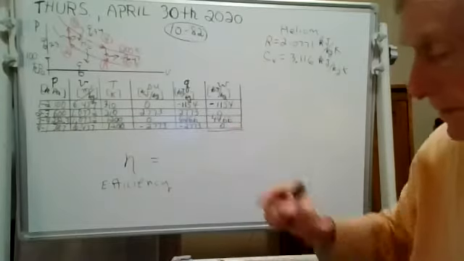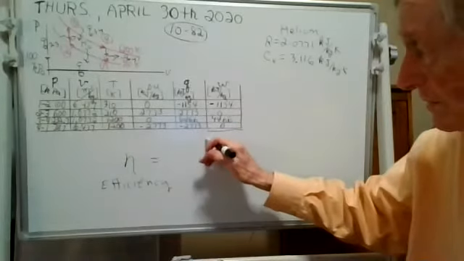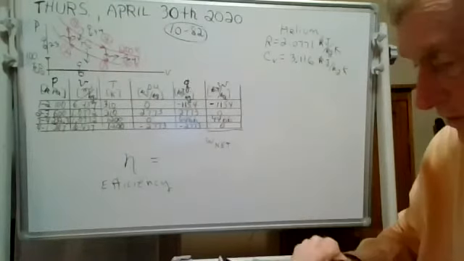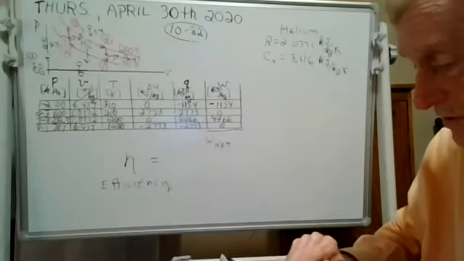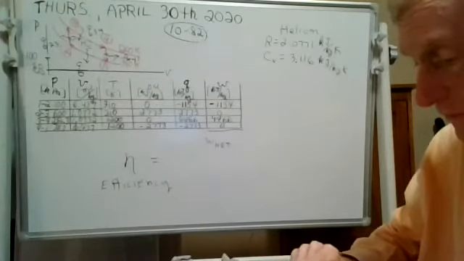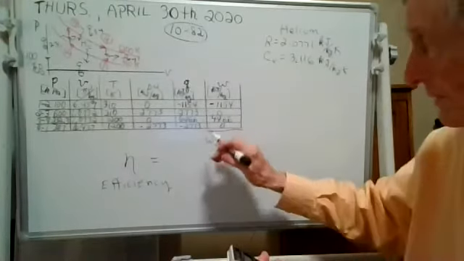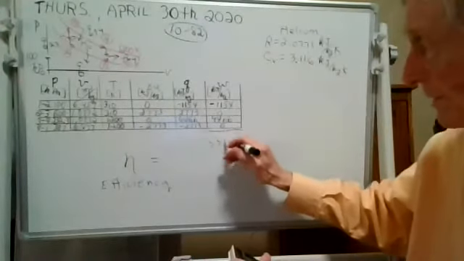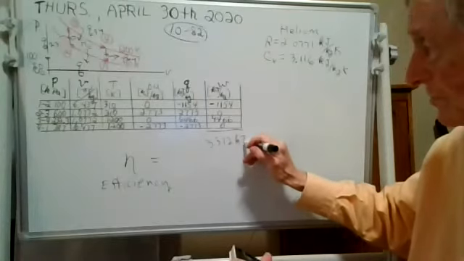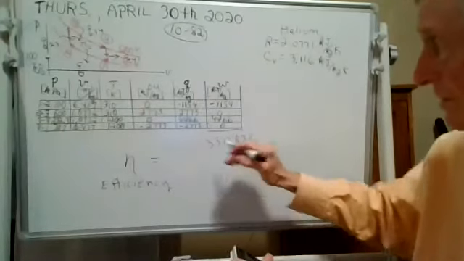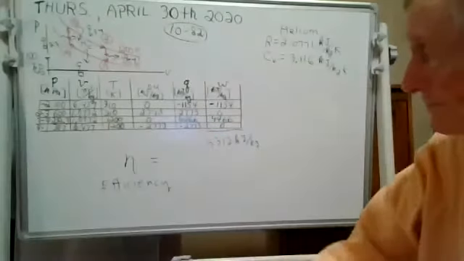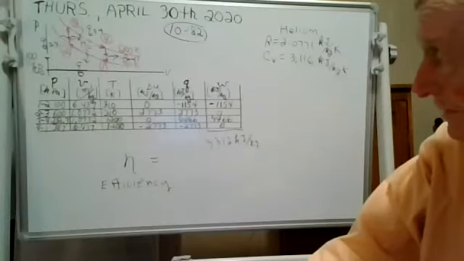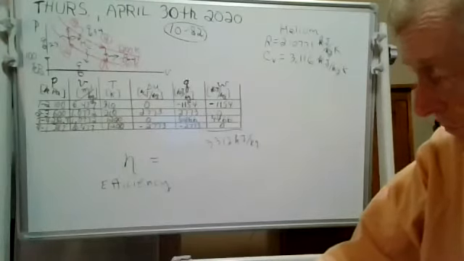But the net work, that's what I'm trying to cook up right now, the net work per mass. And here it goes. It's 4466 minus 1154. I'm getting 3312 kilojoules per kilogram. And of course, you'll get the same answer for the net heat transfer per mass.